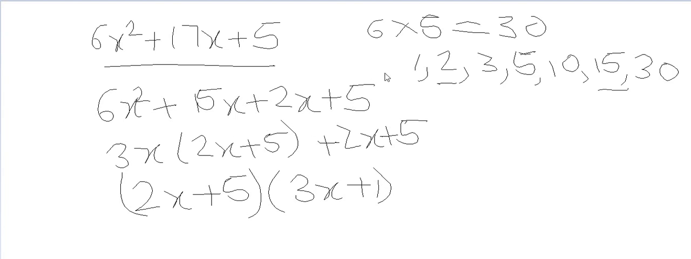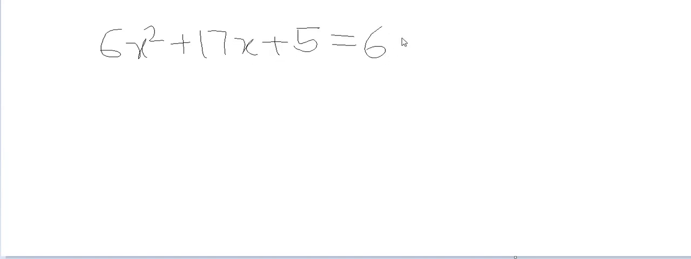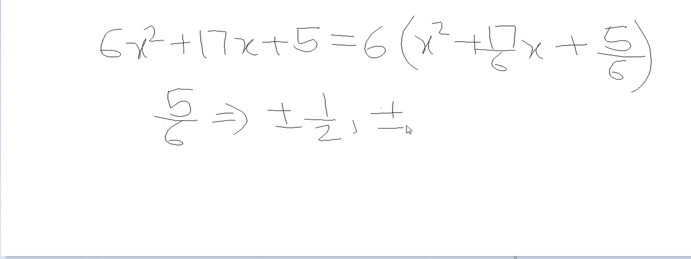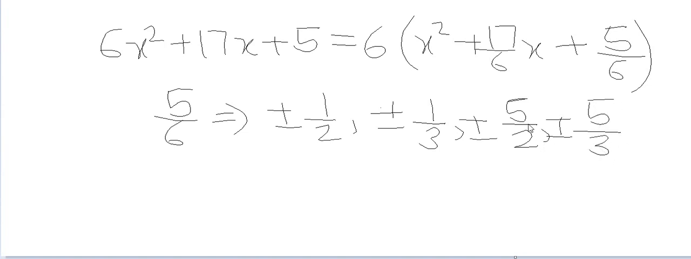Now we'll try this by the factor theorem method. For this, let me write this 6x squared plus 17x plus 5 as 6 into x squared plus 17 by 6 into x plus 5 by 6. Now let's see what can be the possible factors of 5 by 6. They can be plus minus half, plus minus 1 by 3, plus minus 5 by 2 and plus minus 5 by 3. These can be the factors in this term.